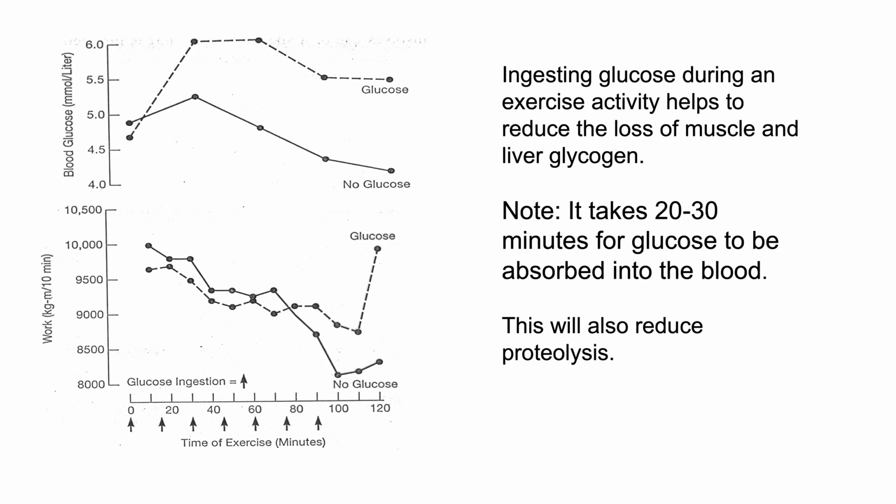So during an event now, it says ingesting glucose during exercise activity will help to reduce the loss of muscle and liver glycogen. The liver, we store muscle glycogen, remember, the muscle and the liver. The liver is basically a reserve tank for glycogen. And so it says it takes 20 to 30 minutes for glucose to be absorbed into the blood. This will also reduce proteolysis.